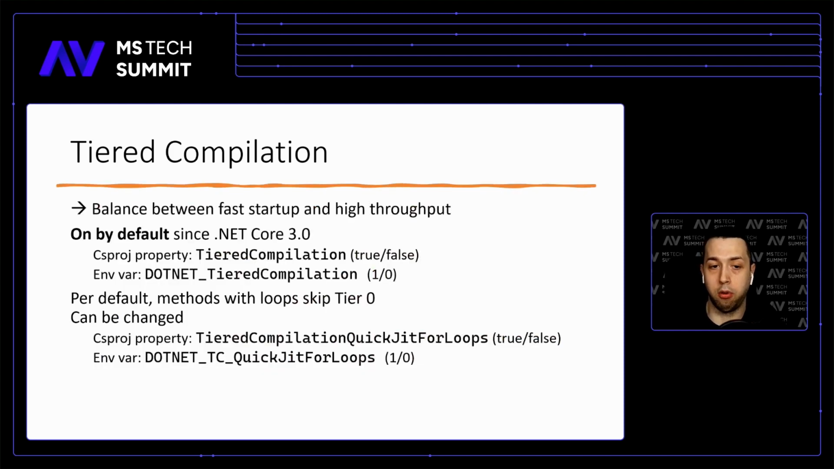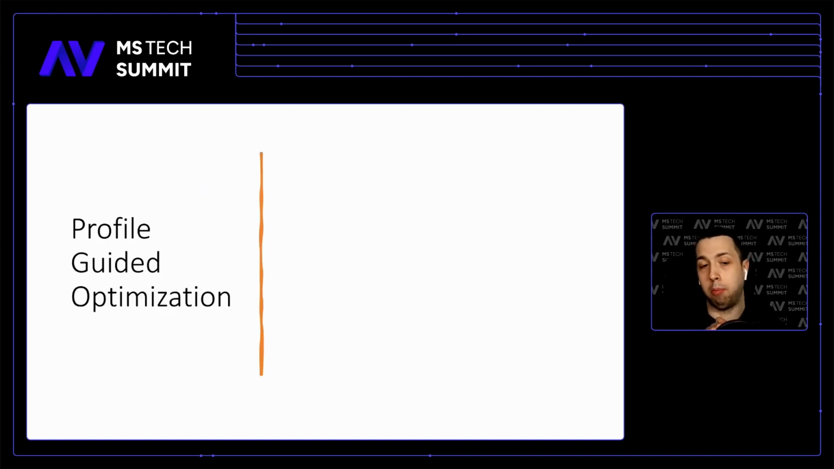This is on by default in .NET 3. There are ways to turn it off and on. However, I don't think you will be needing those a lot. But building on top of that, there's also profile-guided optimization. So I mentioned hot paths are detected and then optimized. The way this works is that JIT introduces some call countings into the tier 0 code.